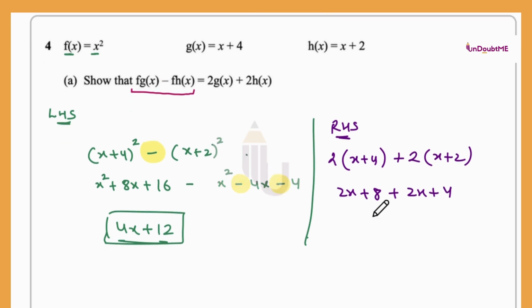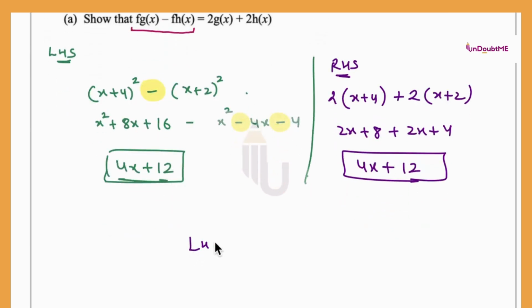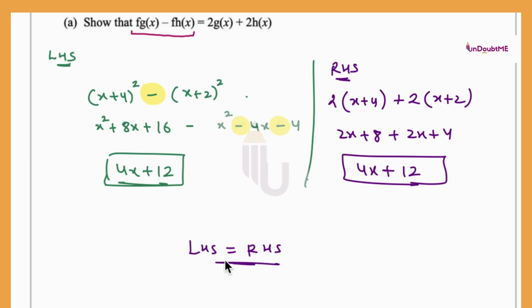On expanding we'll get this, and then on simplification we'll get 4x plus 12. So from both we can see that LHS is equal to RHS, hence proved. That's all we were supposed to do in this question.